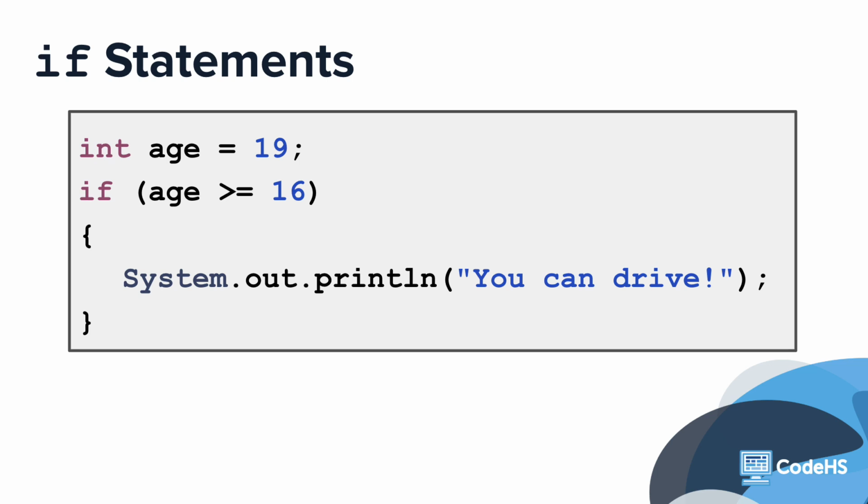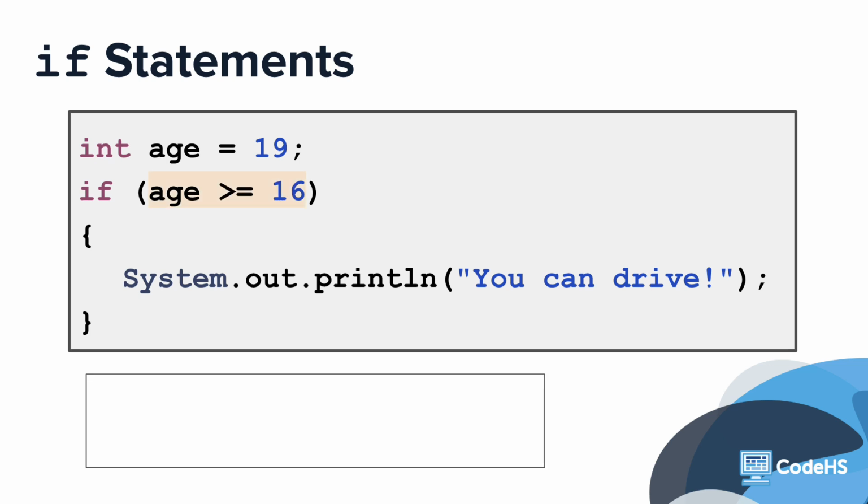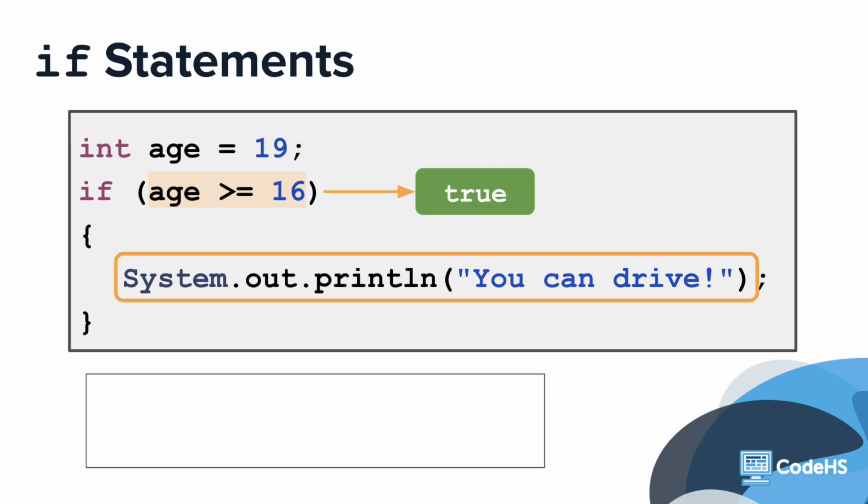Let's take a look at an example here. In this case, the Boolean expression is age is greater than or equal to 16. The if statement tests this Boolean expression, which evaluates to true, so the code between the curly brackets of the if statement runs, and you can drive is printed to the console.